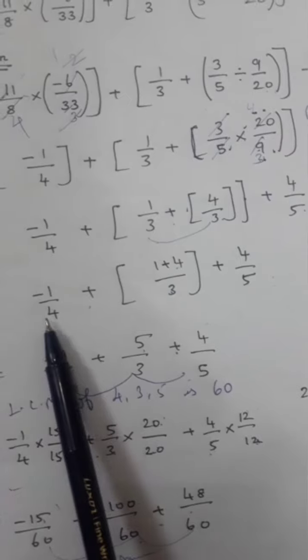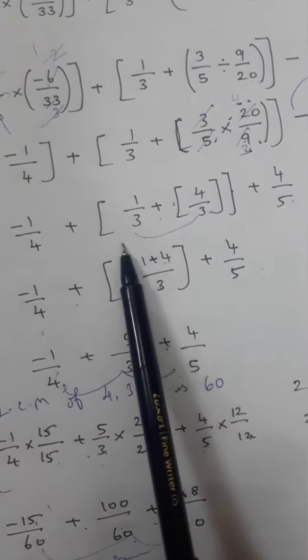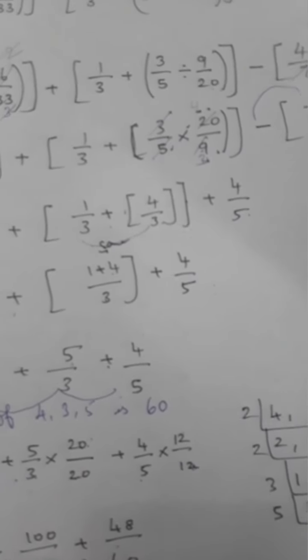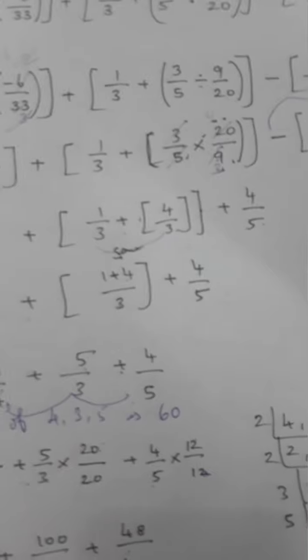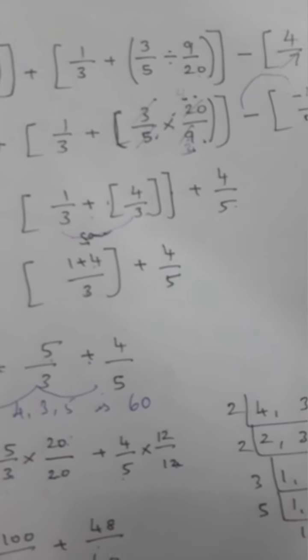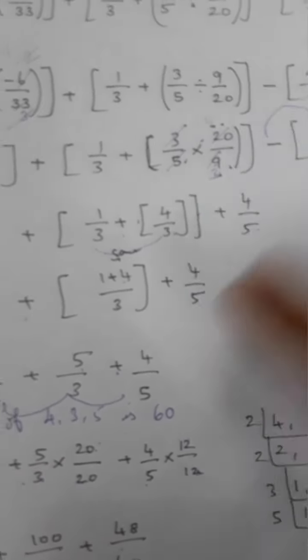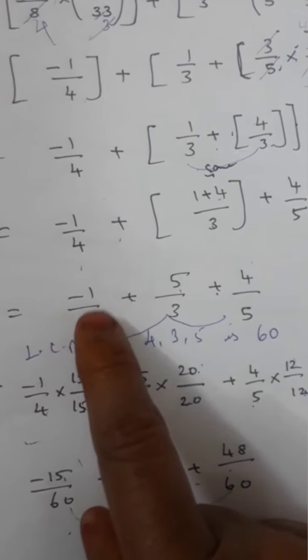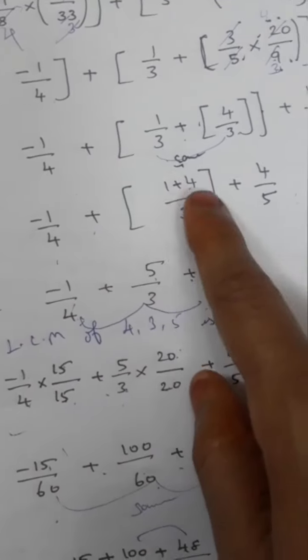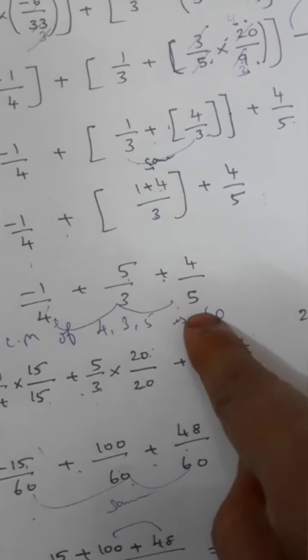Now minus 1 by 4 plus, the 2 numbers are the same number. See here, the 2 numbers are the same number. 1 by 3 plus 4 by 3. So 1 3, write it down. 1 plus 4 is 5 by 3, plus 4 by 5. Remove the bracket. Minus 1 by 4 plus 5 by 3 plus 4 by 5.